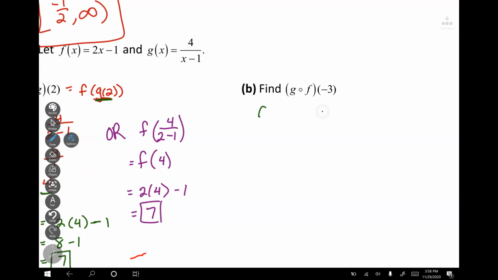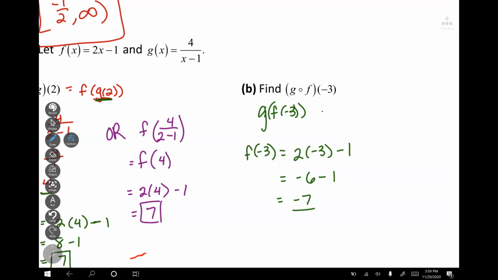Okay, so on this one, g of f of negative 3. So I need to find f of negative 3. That's 2 times negative 3 minus 1. Negative 6 minus 1. Negative 7.